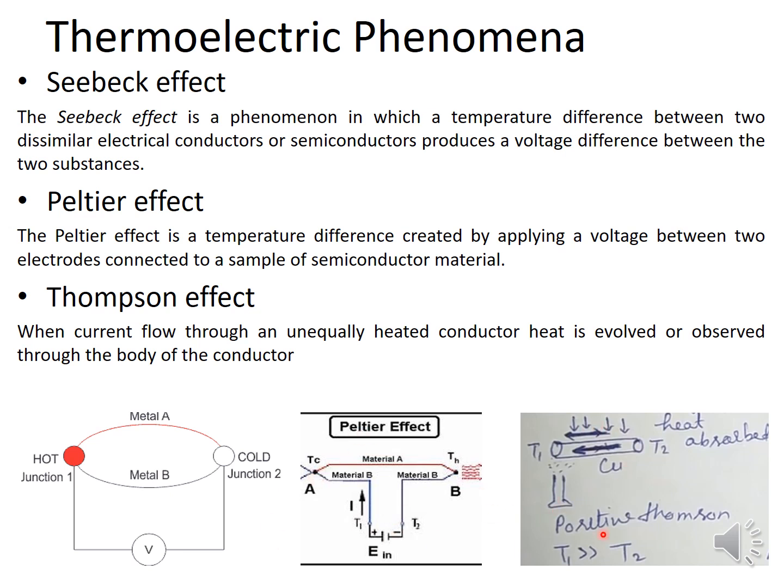The third effect is called the Thomson effect. The Thomson effect says that whenever a current flows through an unequally heated conductor, heat is evolved or absorbed throughout the body of the conductor.